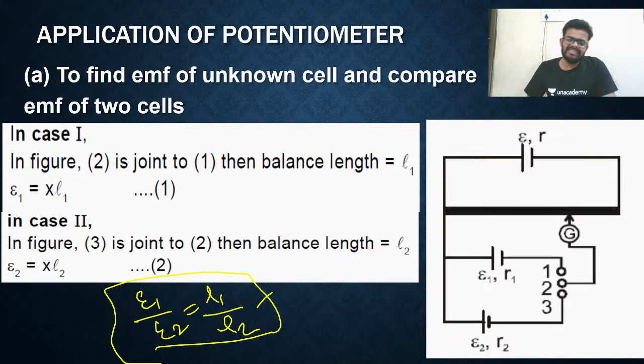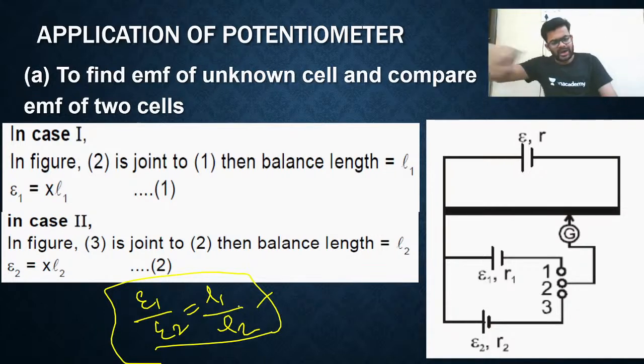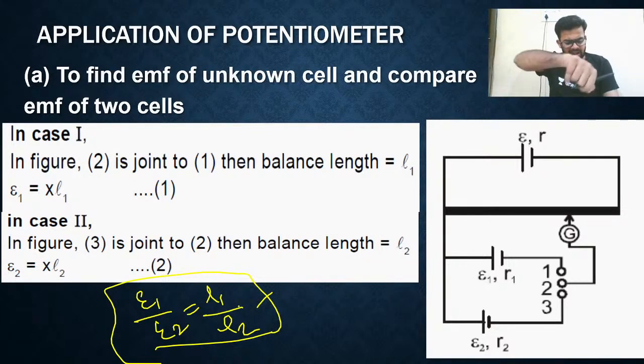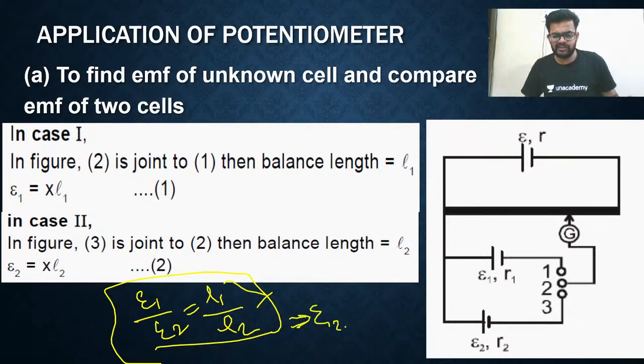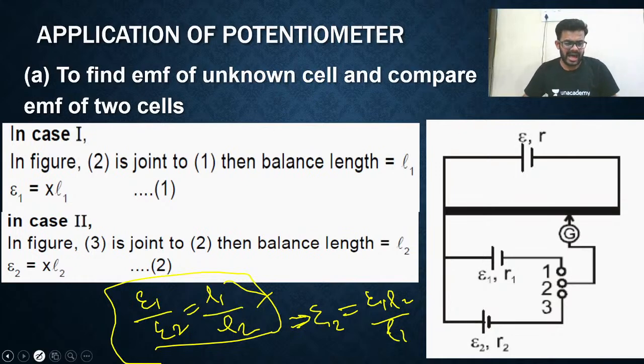As I told you, L1 and L2 you are just finding by moving the jockey on the wire. So you will get the value of L1 and the value of L2. You know the value of E1, but you don't know the value of E2. So finally, from here you will get E2. E2 is equal to E1 L2 divided by L1. Did you understand? I hope you got this.